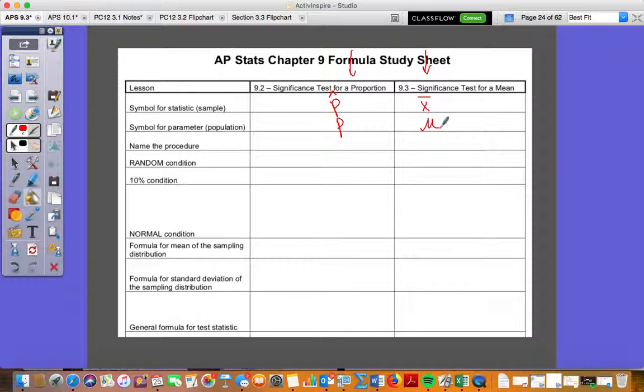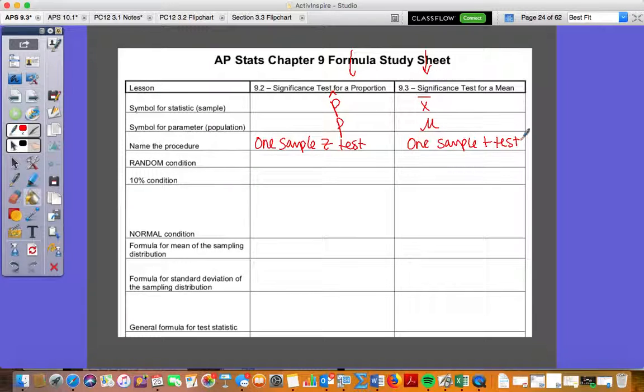The name of the procedure would be what for each? We could say one proportion z-test, or one sample z-test. And over here on the mean world would be a one sample t-test. I like it. Good. One proportion z-test and one sample t-test.